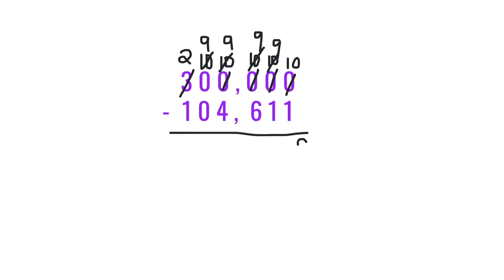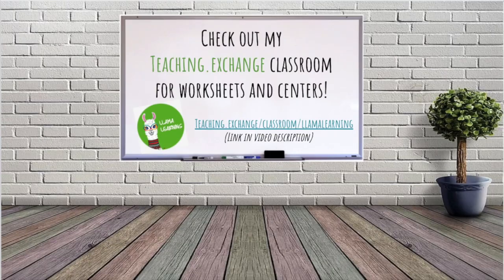10 minus 1 is 9. 9 minus 1 is 8. 9 minus 6 is 3. 9 minus 4 is 5. 9 minus 0 is 9. And 2 minus 1 is 1. So our final answer, 195,389.